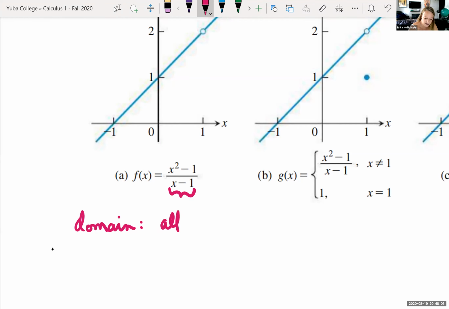Shorthand for real numbers really is just the capital R, but with two vertical parallel lines there. So real numbers except x can't be 1.